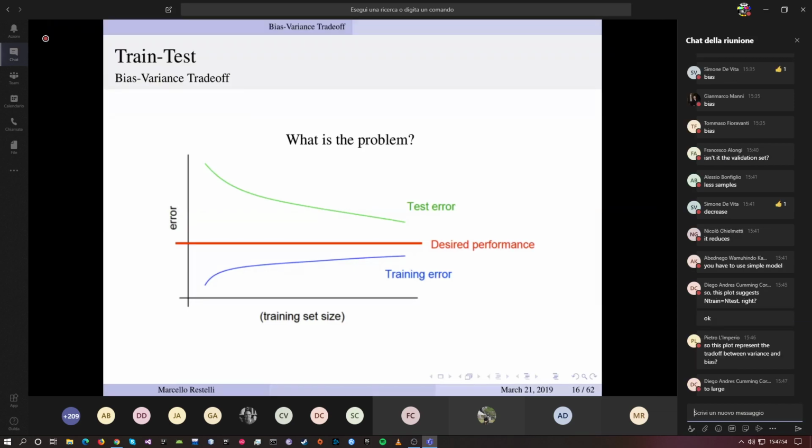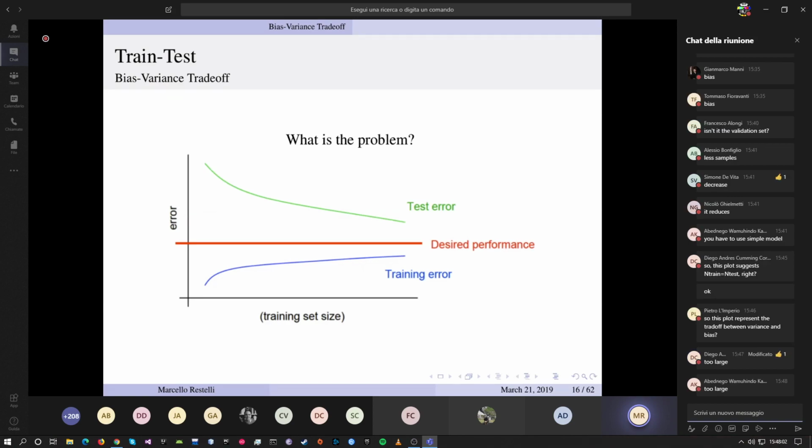So we know the behavior. As this training set size increases, the train error will increase and the test error will decrease. This is known. But as we can see, the test error and the train error are quite distant. And so what does this mean? This means that the hypothesis space is too large.